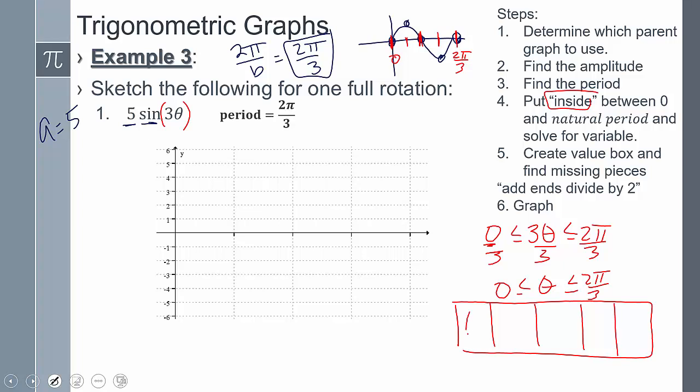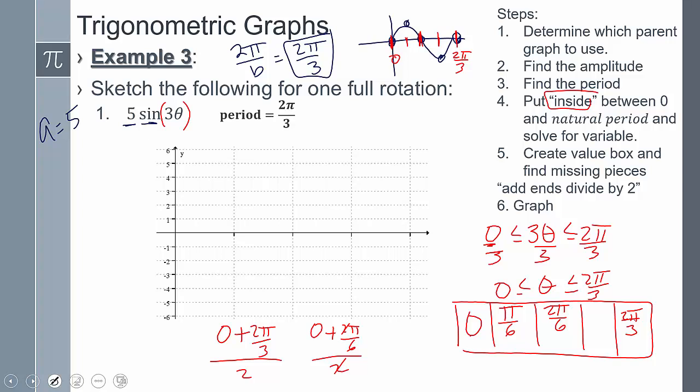Now the nice thing about it is these values are broken up evenly. So that means I can find the middle value by adding the ends and dividing by 2. So I can add 0 and 2 pi thirds and divide by 2. Now that's going to give us 2 pi over 6. I can add 0 and 2 pi over 6 and divide that by 2. See these 2's cancel out, and so that'll give me pi over 6.